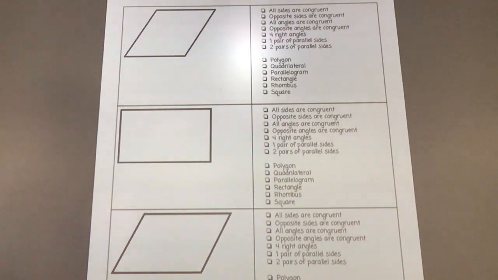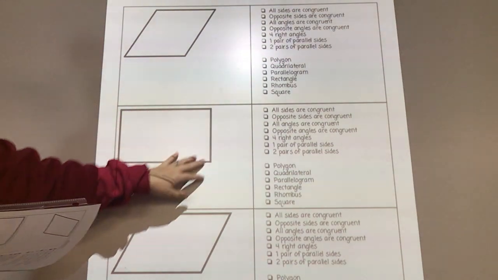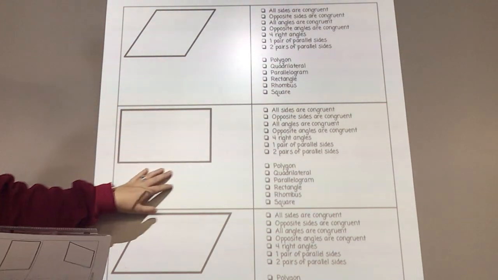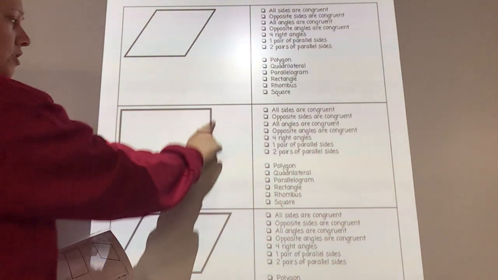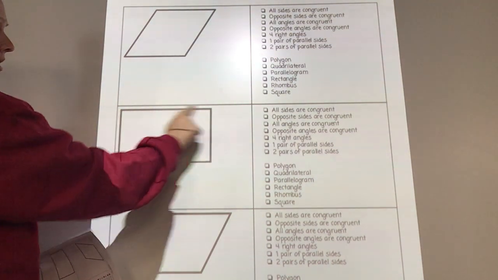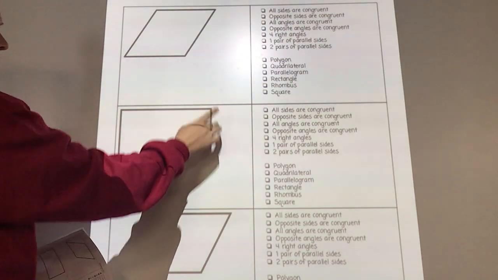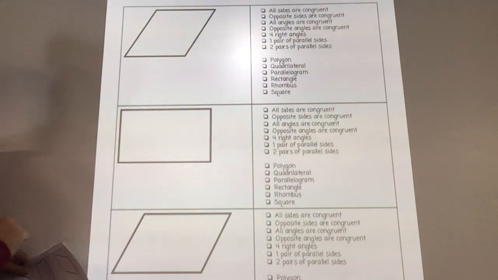All right, next one. We have a shape here. Right away, what kind of shape does it look like? Yeah, it looks like a rectangle. All right, so the first one. All sides are congruent. No. Are all sides the same size? No. Only squares. No. Look at this side. This is a long side, a long side. This side is a little bit shorter. Both of my sides right here are a little bit shorter.